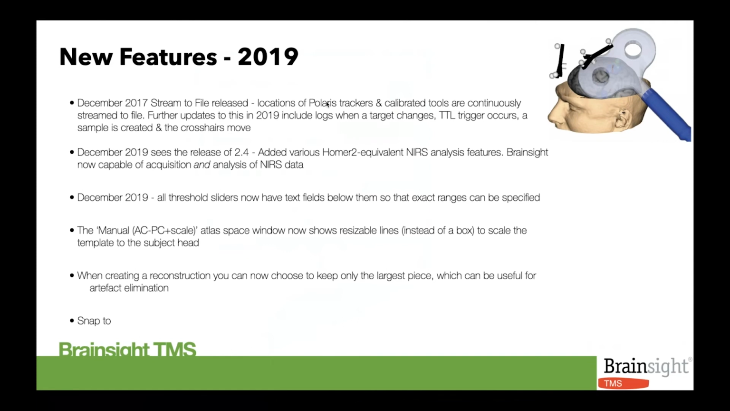But a little bit before, in 2007, there was something called stream to file, which was added to the online session. This allowed us to export in real time the location of all the trackers and all the calibrated tools as well. But in 2019, there was a load of updates made to that stream to file, snuck in that 2.4 release. So now that stream to file logs when a target changes, when a TTL trigger occurs, when a sample is created, and obviously when the crosshairs move as well.